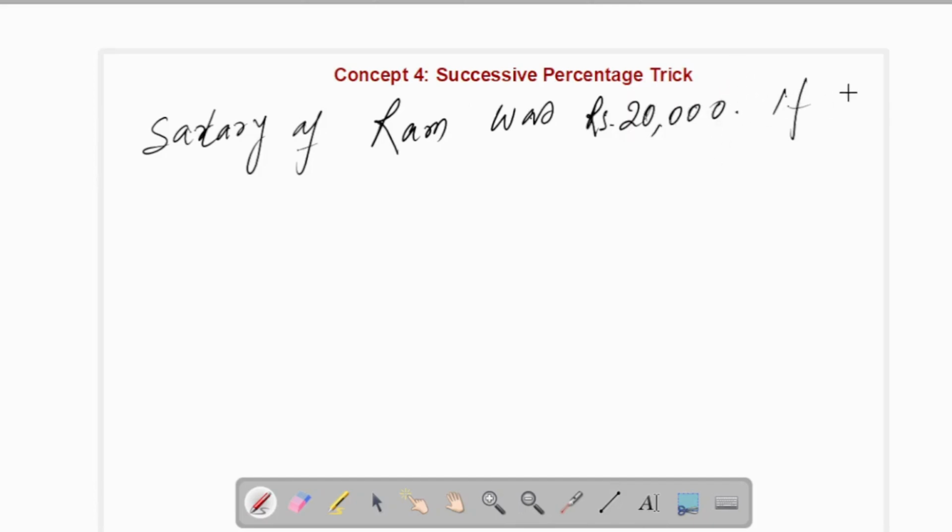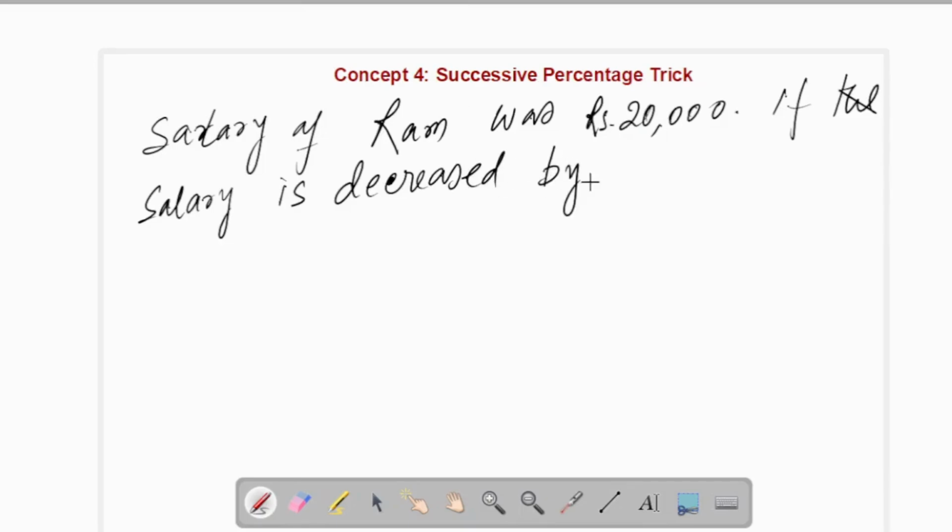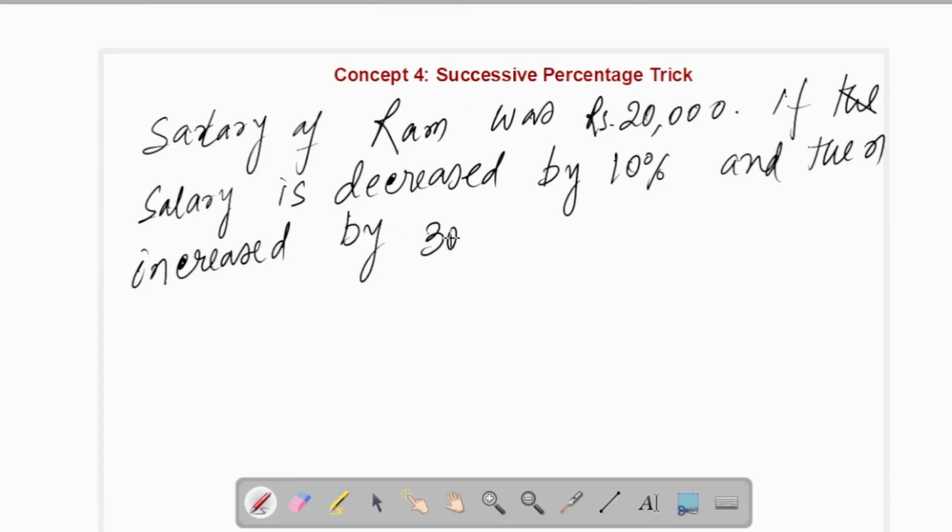If the salary is decreased by 10% and then increased by 30%, what is the new salary of Ram?